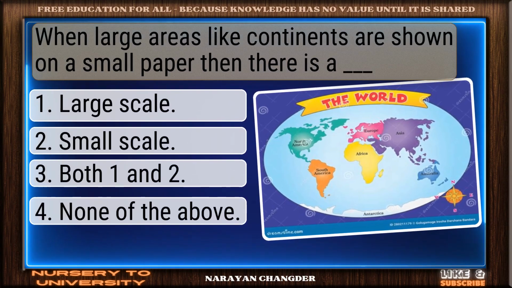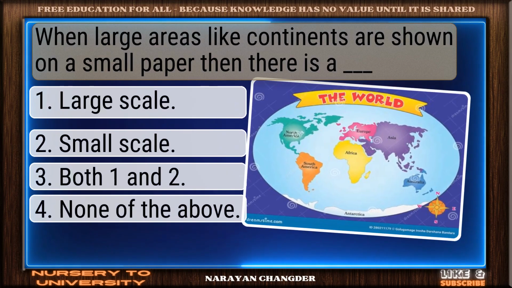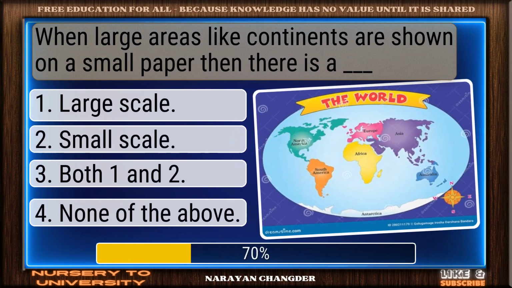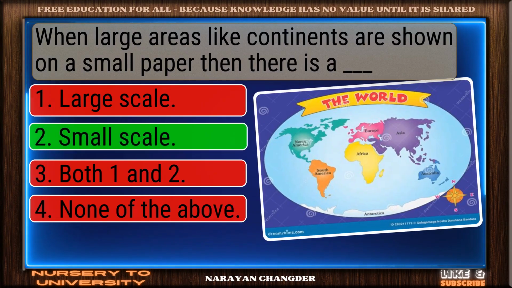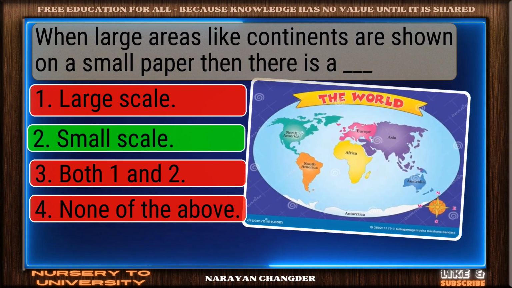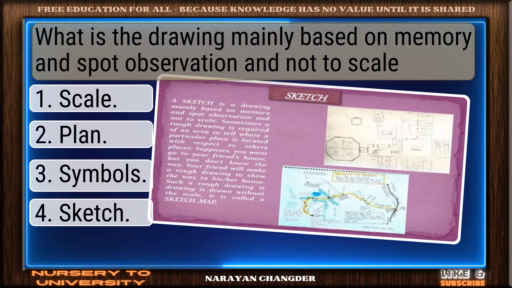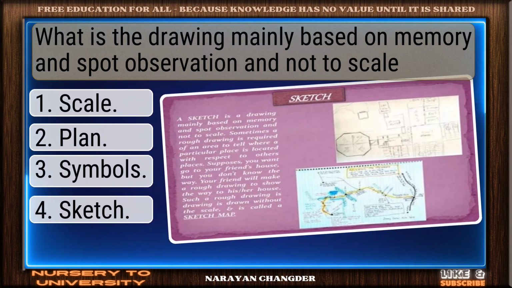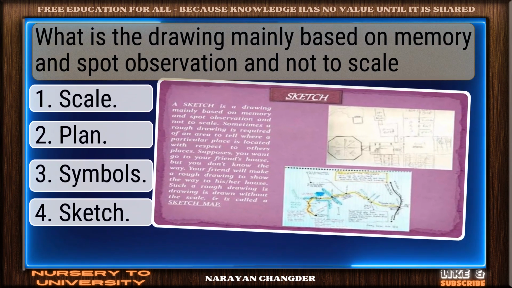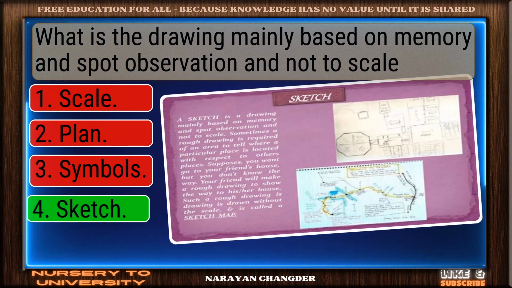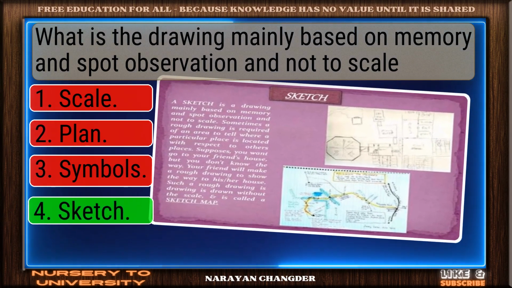When large areas like continents are shown on a small paper, then there is a small scale. Excellent choice. Small scale is the right answer. What is the drawing mainly based on memory and spot observation and not to scale? You got it. Your choice sketch is right.